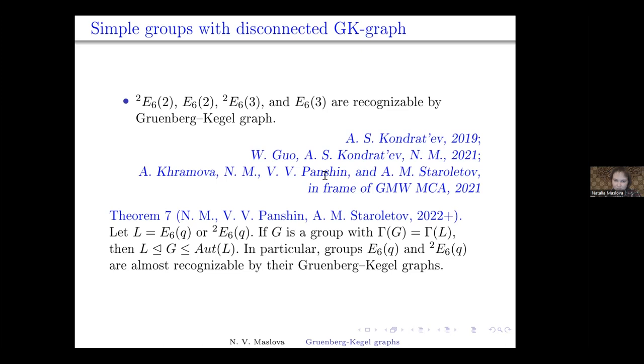And our recent result with Victor Panchin and Alexei Staroletov is that if L is a group which is E6Q or twisted E6Q for some Q, and if we take a group G whose Gruenberg Kegel graph coincides with the Gruenberg Kegel graph of our group L, then G is between L and its automorphism group, which means that it's almost simple with socle L. And in particular, these groups are almost recognizable by their Gruenberg Kegel graph. And we have some more results, but I think it's a good point to stop here.